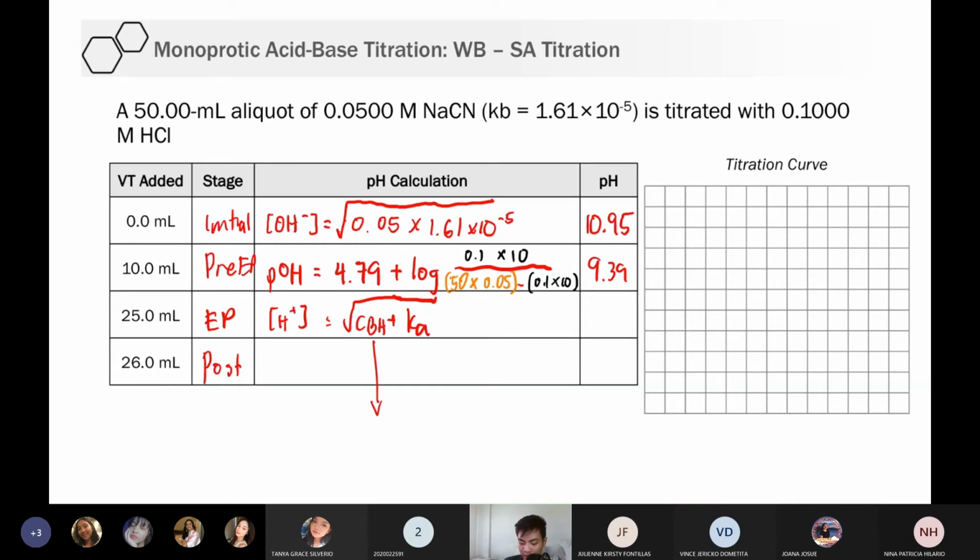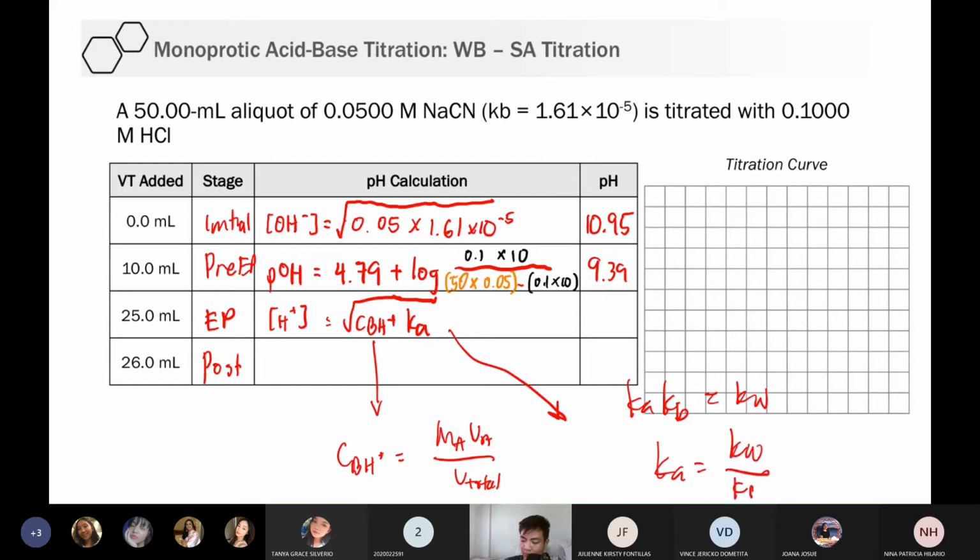So this is equal to MAVA divided by V total. Ito, sinasabi na itong numerator, yung mole ng reactant na convert na to product. Itong V total, dilution equation to. Okay. Ok, meron tayo KB. Paano yan? KA, KB equals KW. So to solve for KA, that's KW over KB. Okay? So, gets na dapat yan, ha?